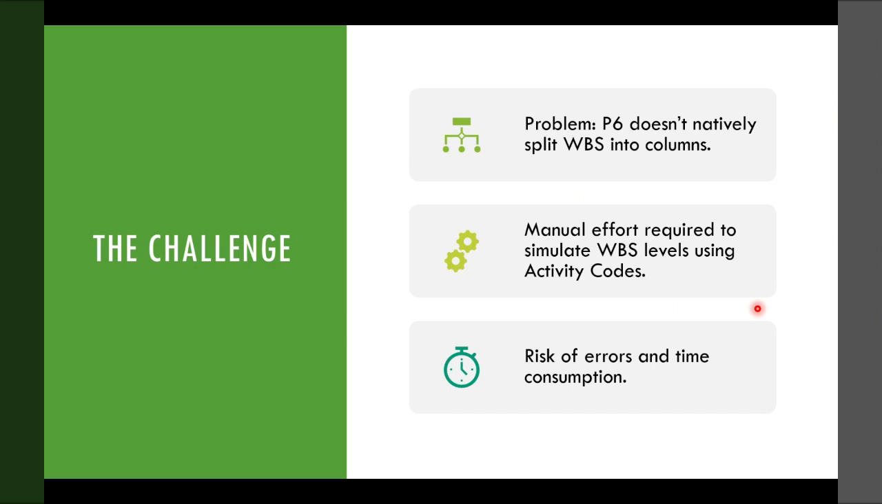So the challenge is P6 doesn't natively split the WBS into columns, I mean each of the WBS hierarchy levels. So how could we solve this? We could do a manual effort to simulate it through activity codes, but there are risks of errors and time consumption.